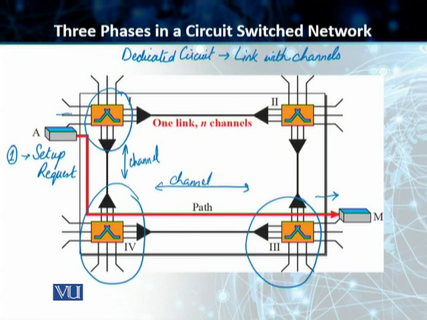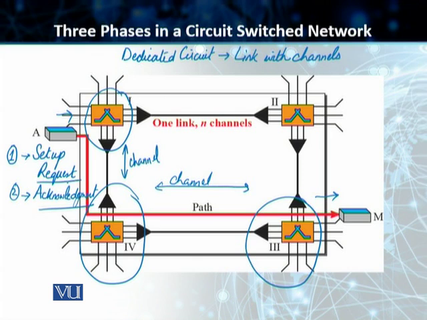So this is the request. Switch 3 will inform system M that the system A wants to communicate. Students, ये थी हमारी setup request. Second case में, we have got an acknowledgement. So first one is setup request, second one is acknowledgement.